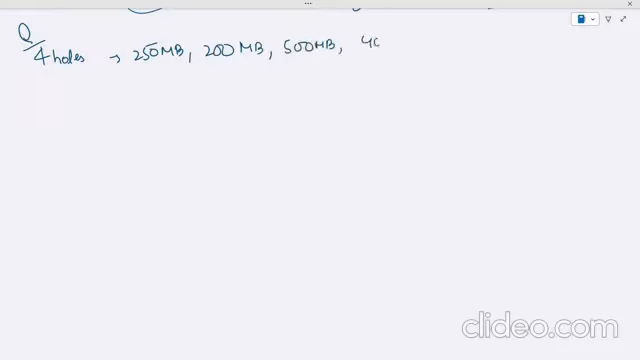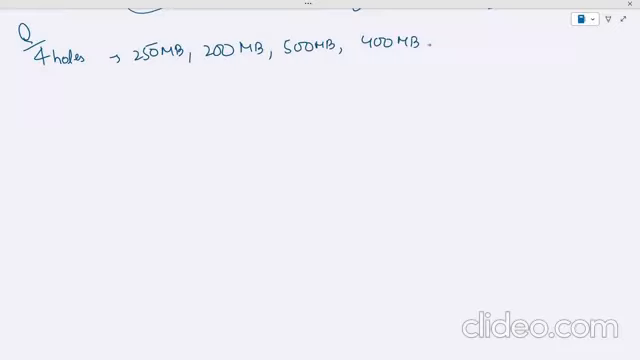Consider variable partitioning in a main memory where you have 4 holes. Holes mean empty space where you can put your process. So we have 4 holes of 250 MB, 200 MB, 500 MB, and 400 MB.